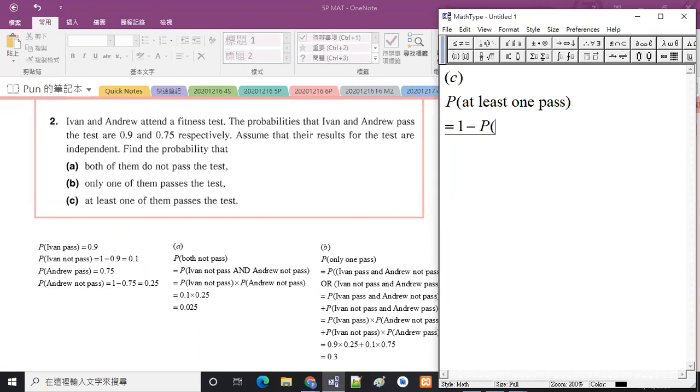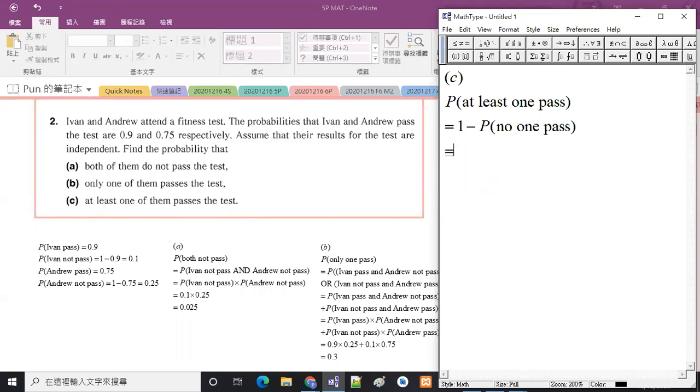Okay, if we want to include all the cases satisfying at least one pass, what are the cases that we don't want? That will be no one pass. Okay, no one pass is the only case that we don't want. So we are going to use one minus the probability that we don't want.